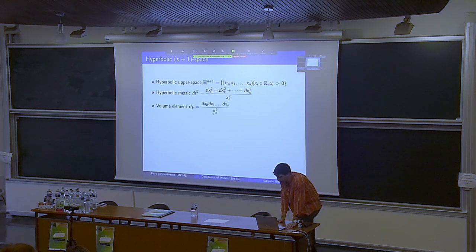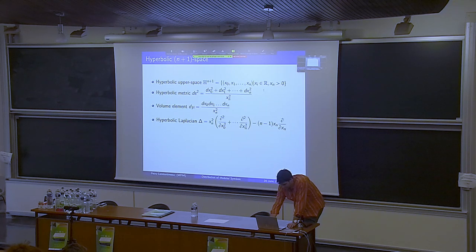The volume element, we have all of them with this, the weight x_n squared, as normally for two dimensions you have 1 over y squared. So x_n is the positive variable for me. This is the shape of the Laplacian acting on H^n, or H^{n+1}, given by this.